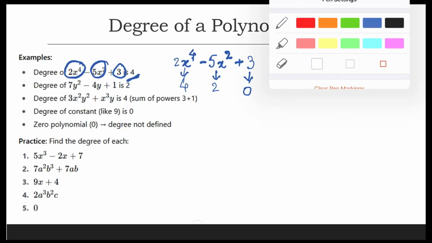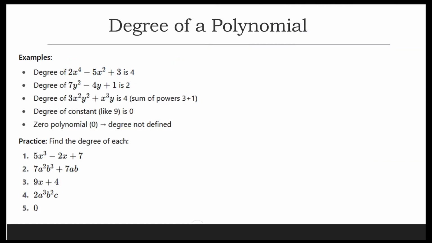Now, let's look at this one. Highest power of the first term, 7y square, is 2. The highest power of the second term is 1. Highest power of the third term is 0 because there is no variable. So highest of these three is 2. Now let's look at this one.